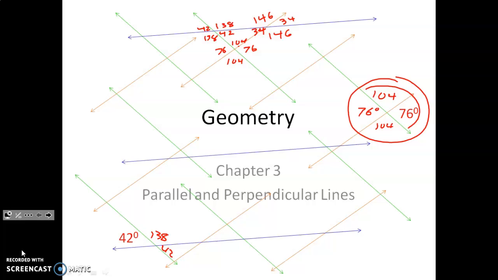So if you want to fill that out, you can, but that's the whole goal, is just to see if you can put those together.